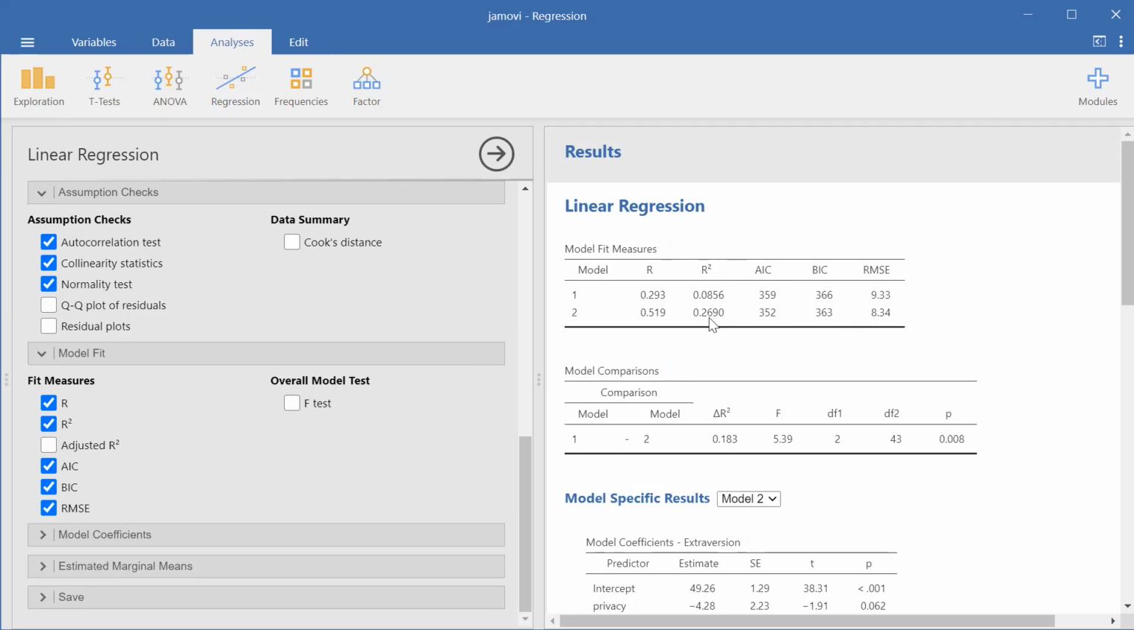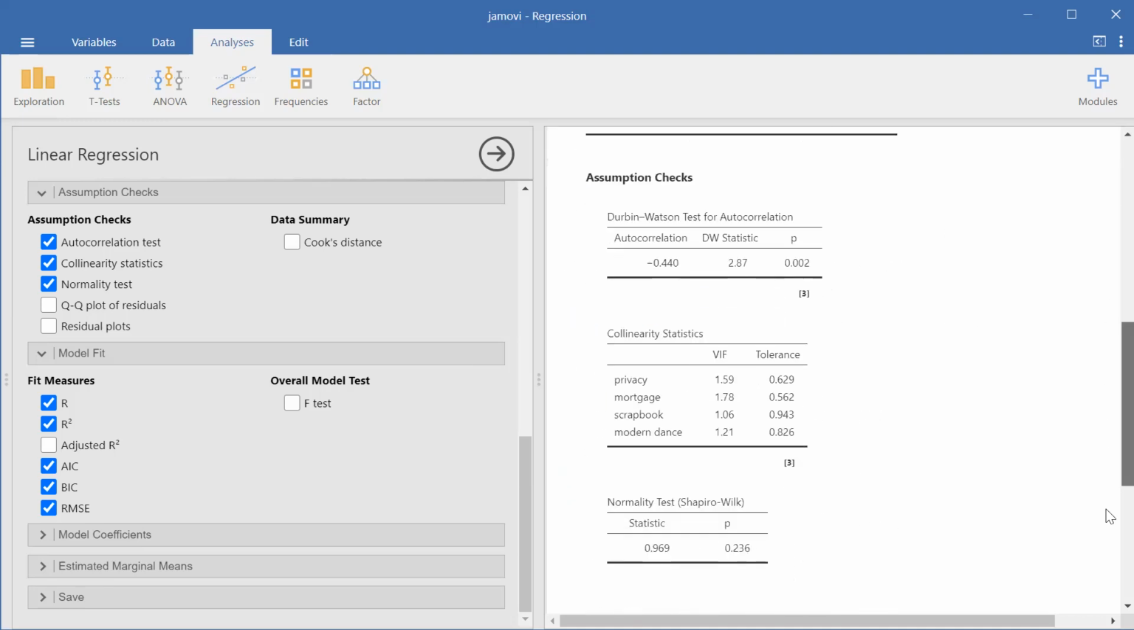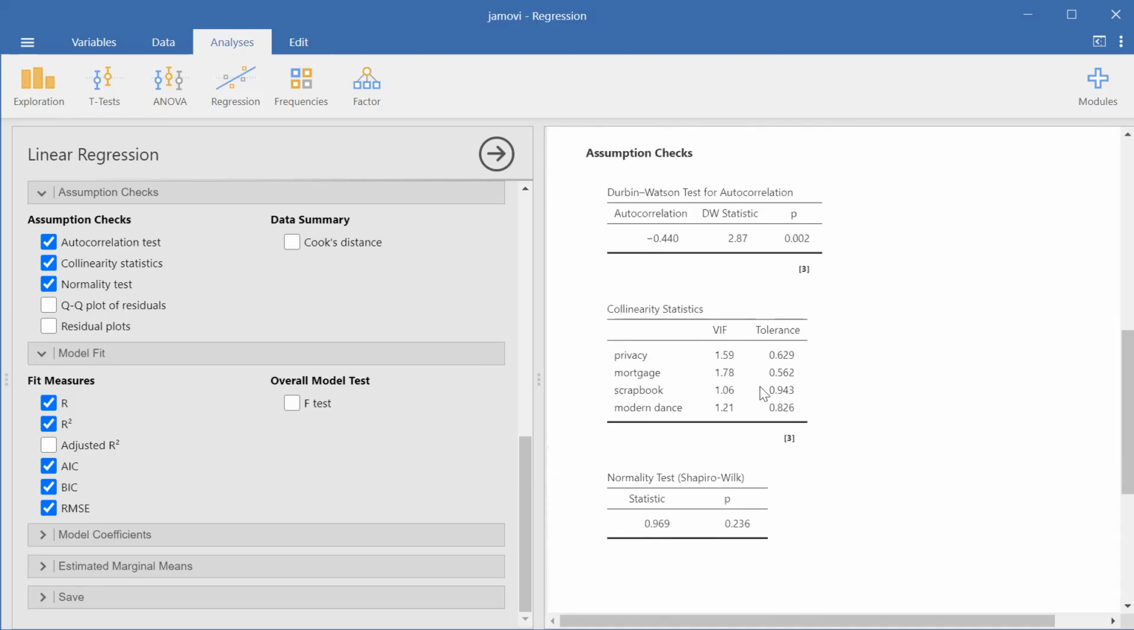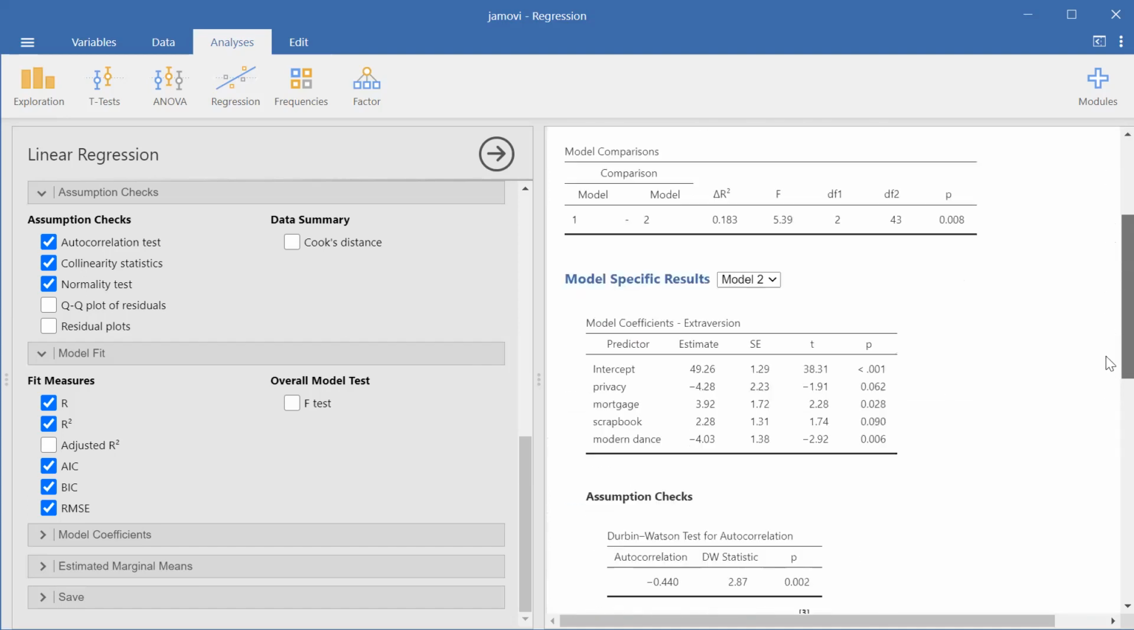According to R squared, the second model has 26.90% accuracy, while the first model is not that accurate because the accuracy is only 0.0856. The explanation for that is in our assumption checks. The tolerance level, although it's close to one, is kind of midway for privacy and mortgage. That's why the model is not a good fit. The closer it is to one, the better your model will fit.